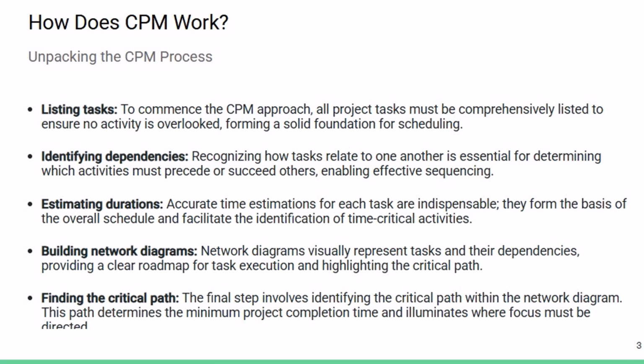Then we can create network diagrams, which visually represent tasks and their dependencies, providing a clear roadmap for task execution and highlighting the critical path. So how do we find the critical path? To identify the critical path within the network diagram, we identify the path that determines the minimum project completion time and shows where focus must be directed.